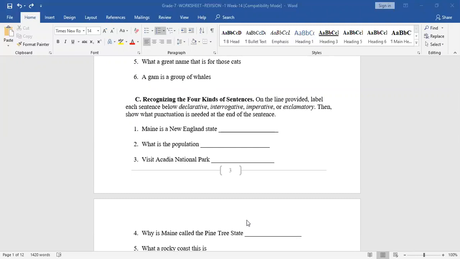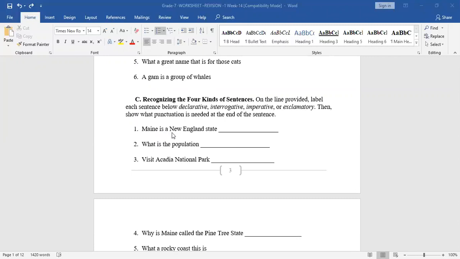So have you understood the question? On the line provided, label each sentence below, whether it's declarative, interrogative, imperative, or exclamatory. Then show what punctuation will come here, where the sentence ends, whether a full stop, a question mark, or an exclamation mark. Okay?